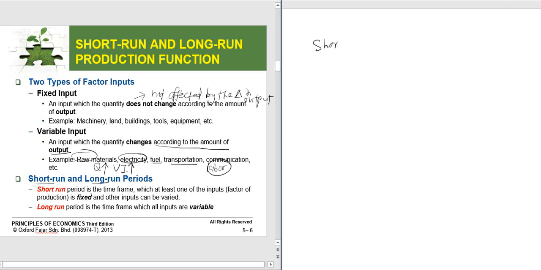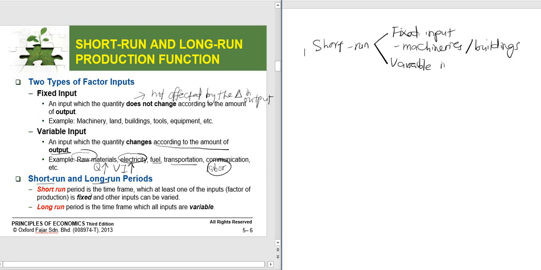in the short run, you will have fixed input, for example, the number of machineries or buildings will not change, it will remain the same. And in the short run, you will also have variable inputs, such as labor, raw materials, electricity, water supply, and so on.